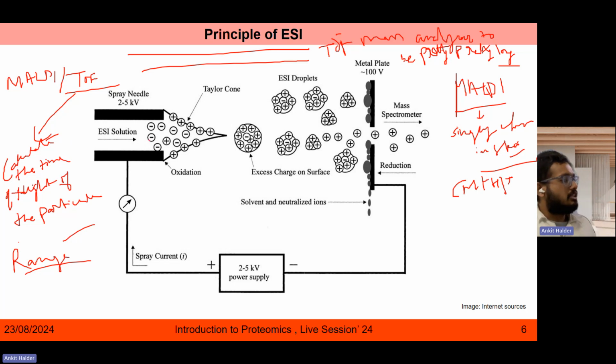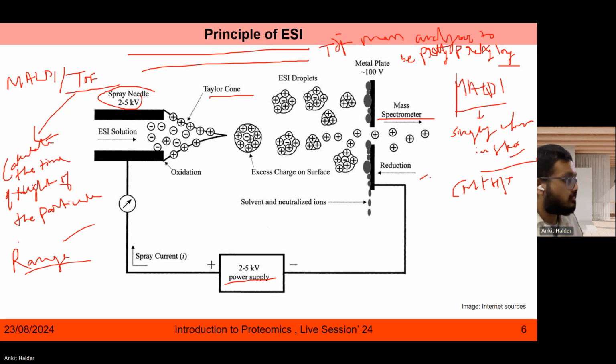So here you can see that your particular ions will be in the gaseous form, and through this cone that is known as your Taylor cone. So this is your spray needle, and through the application of electric power or voltage, you will have the ESI solution, which will lead to the droplets and then finally go through the mass analyzers into the mass spectrometer.